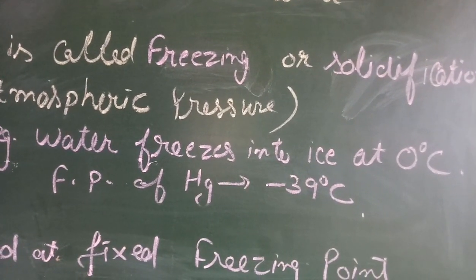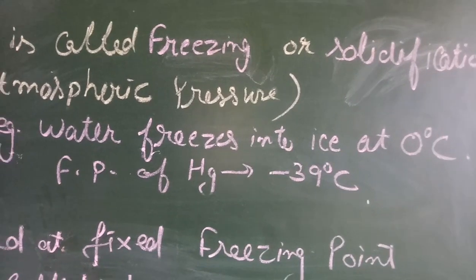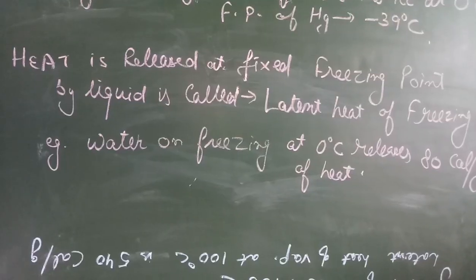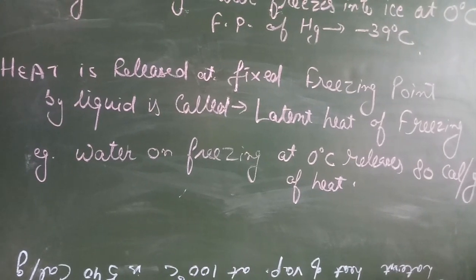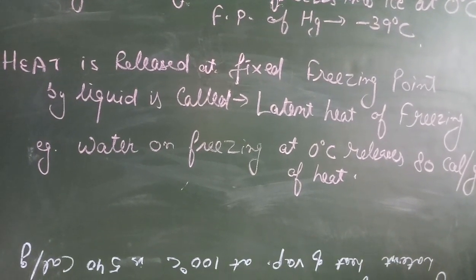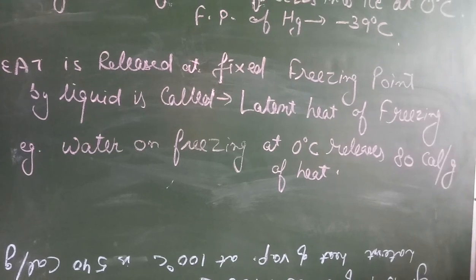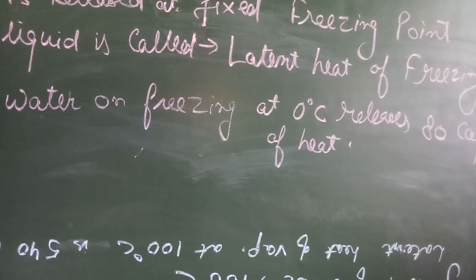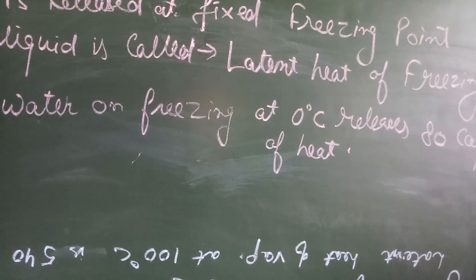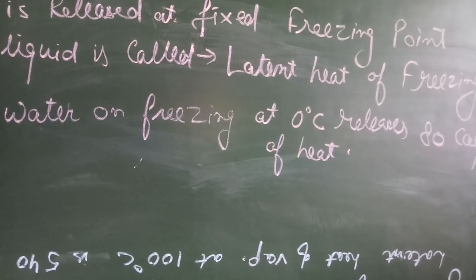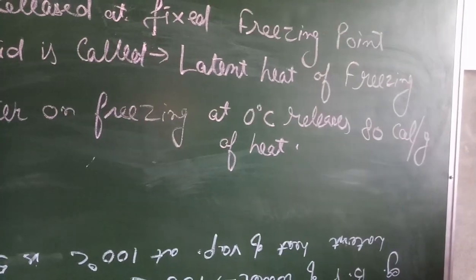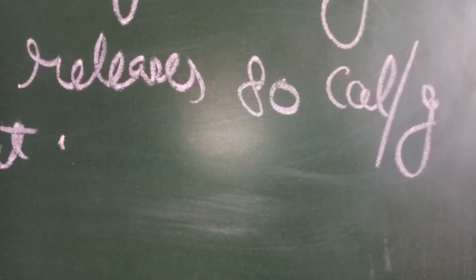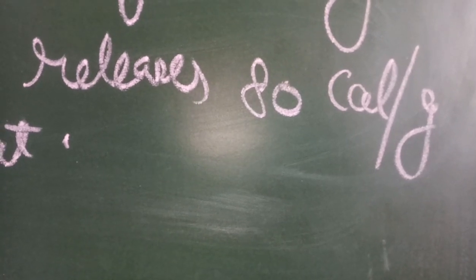So, meaning to say that freezing point of water is 0 degrees Celsius and freezing point of mercury is minus 39 degrees Celsius. So heat released at fixed freezing point by liquid is called latent heat of freezing. For example, water on freezing at 0 degrees Celsius, the fixed temperature, that's the freezing point of water, releases heat that is 80 calorie per gram. This is the latent heat of water.